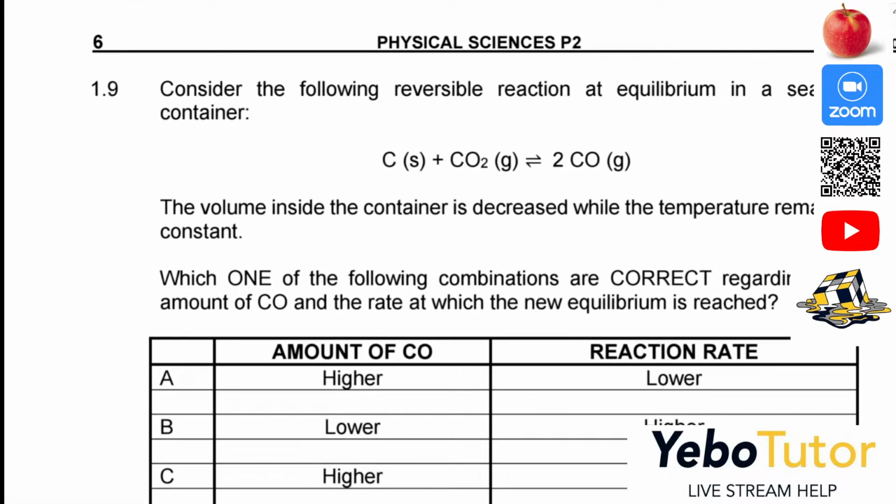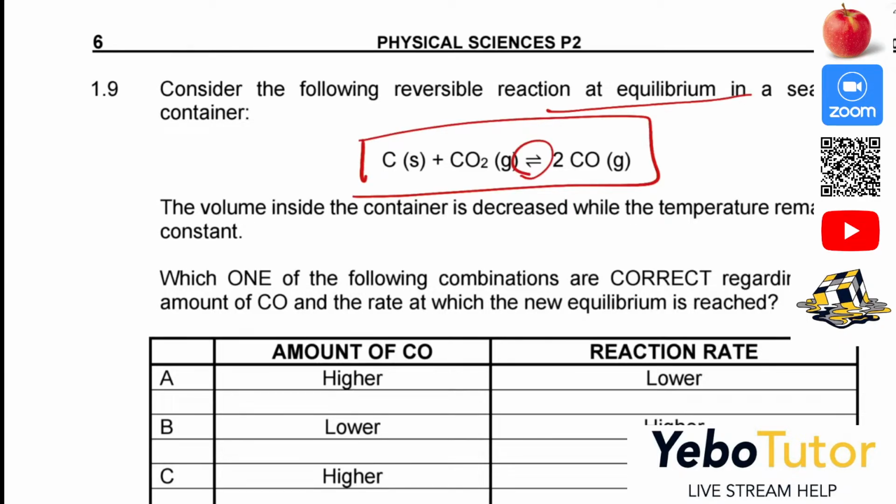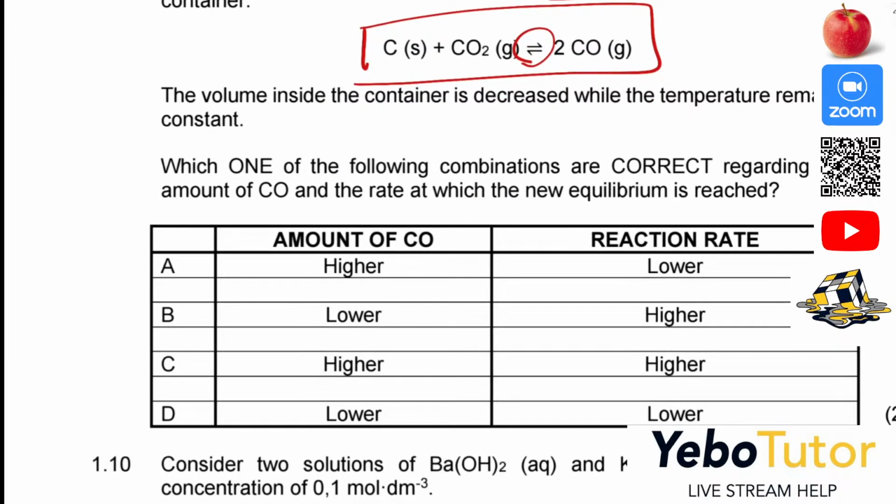So consider the following reversible reaction at equilibrium. Underline that part. As we can see, this is what we have, and you can see these two arrows are representing that this reaction is reversible. The volume inside the container is decreased while the temperature remains constant. Now the following question after we saw that is which one of the following combinations is correct regarding the amount of CO, which is our carbon monoxide, and the rate at which the new equilibrium is reached. So this is easy, guys, because we can see that the amount of CO in this instance will be lower, and of course the reaction rate will be higher.